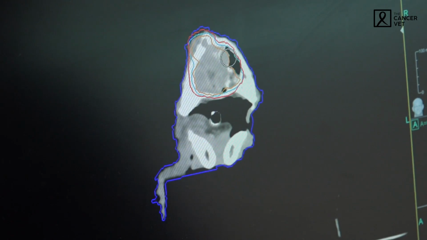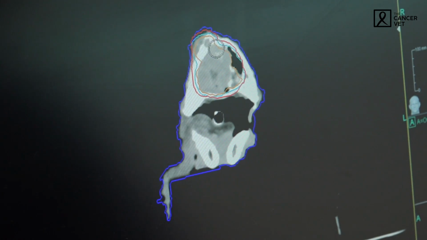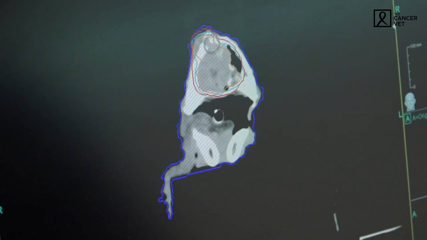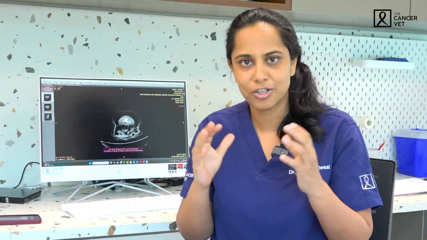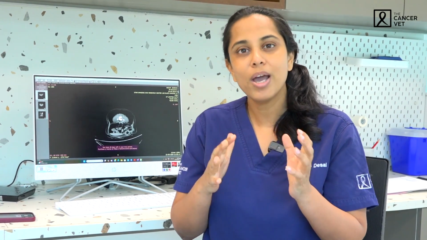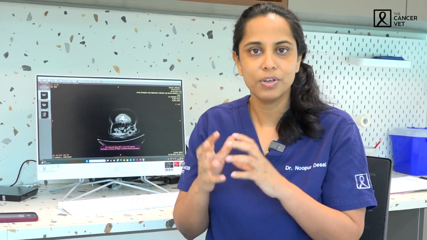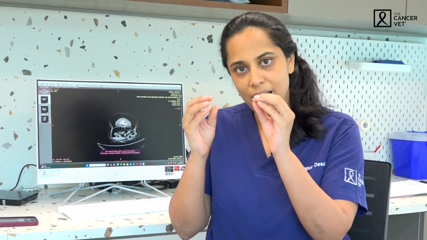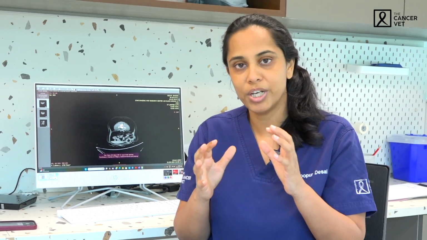Then we give certain doses to these structures. Our main goal is giving the maximum dose to the tumors and as little dose as possible to the surrounding tissues. And because we now have access to more advanced technologies like intensity modulated radiation or image guided radiation, and also certain machines which can do stereotactic body radiation, we are able to achieve that target of giving maximum dose to the tumor and minimizing dose to the surrounding tissues, thereby reducing the side effects.